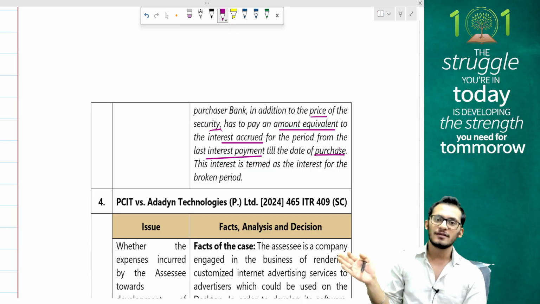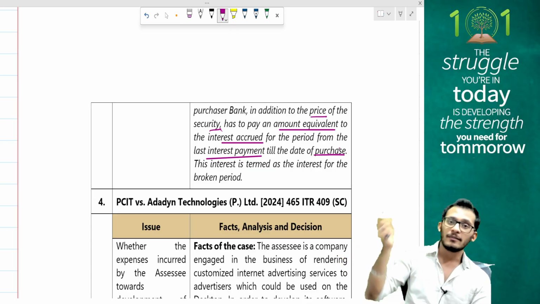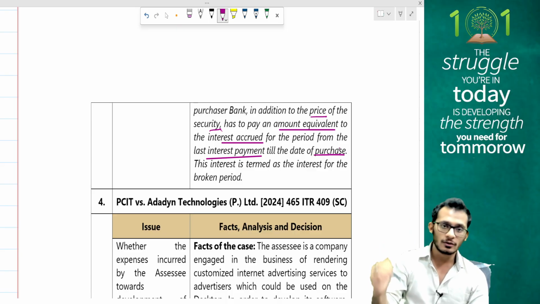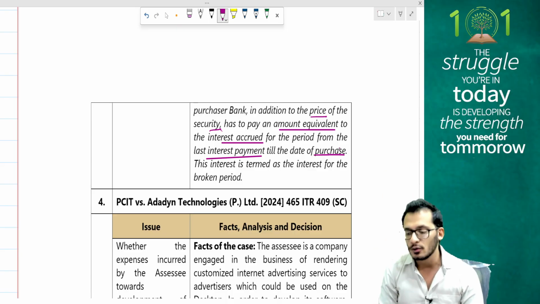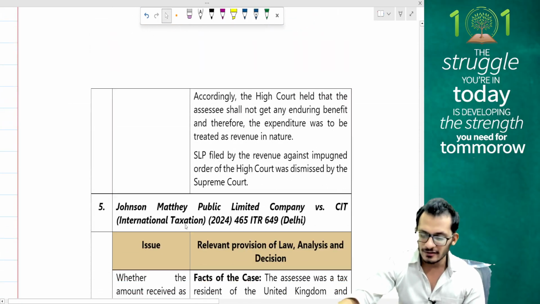Like I said, if a person is going to buy something on 31st May, then from the last period till 31st May, whatever interest is accrued is additionally paid to the person, which is called the broken period. That gives me case law number 4.